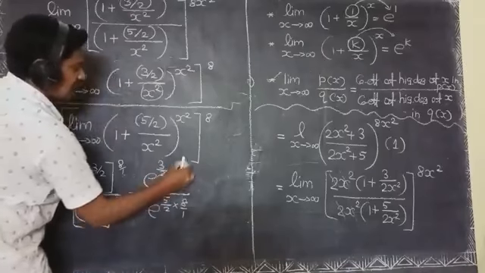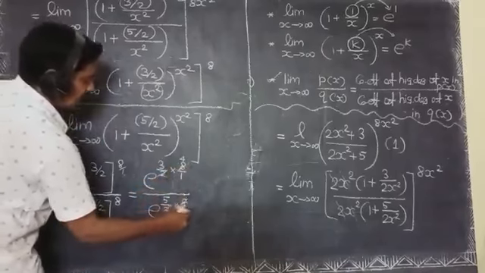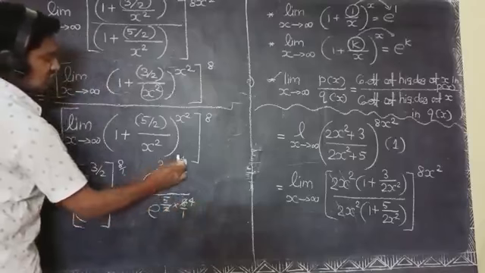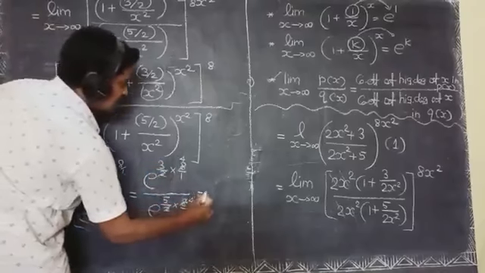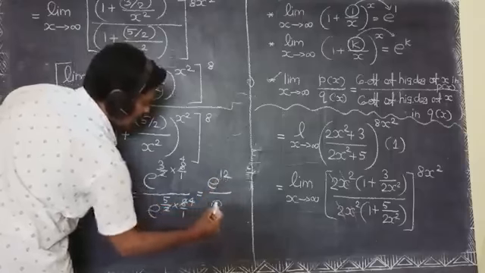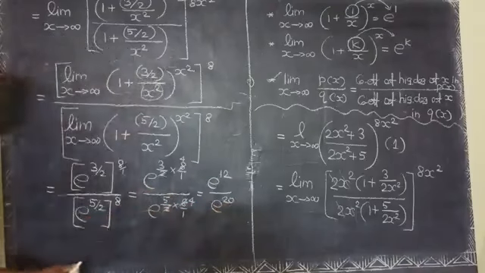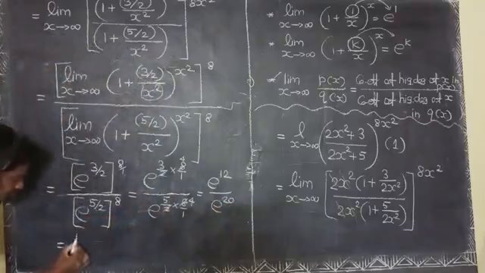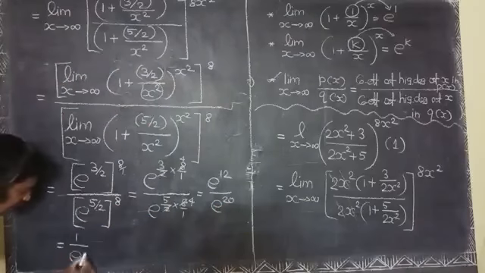Here 2 and 8 are cancelled 4 times. 3 4s are 12, 5 4s are 20. That is e power 12 divided by e power 20. Simplify, that is 1 divided by e power 8.